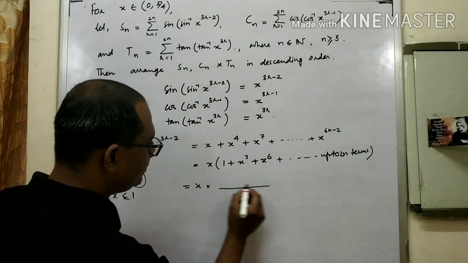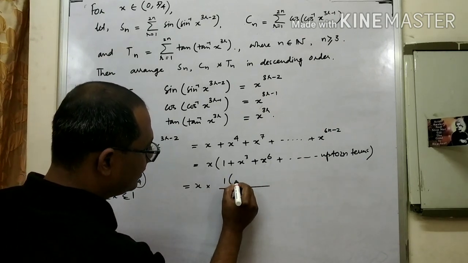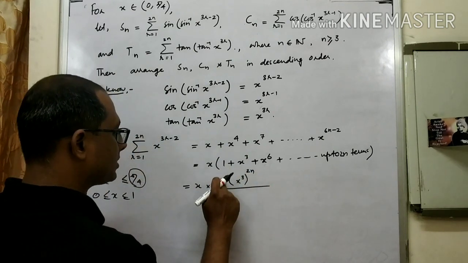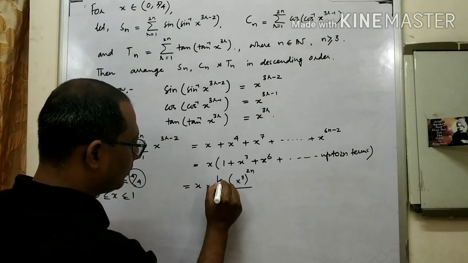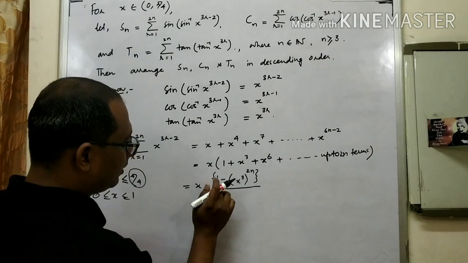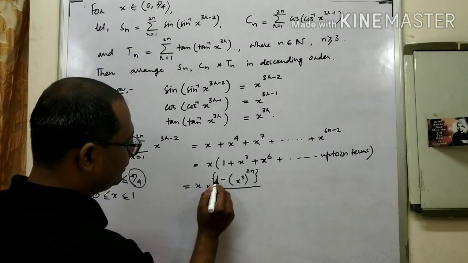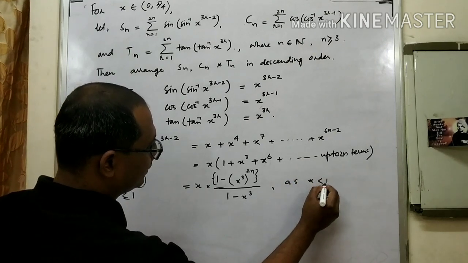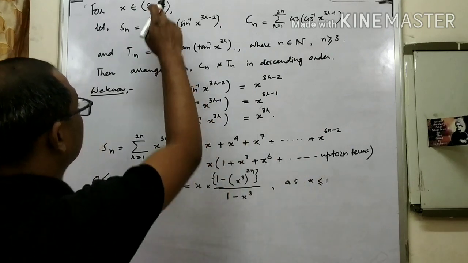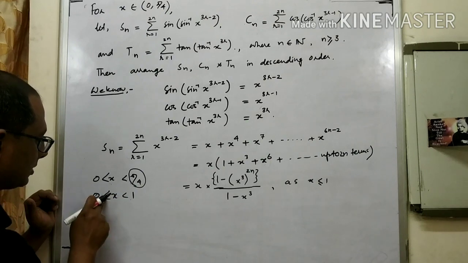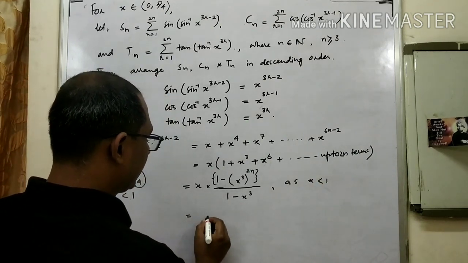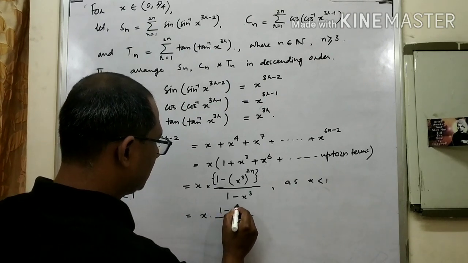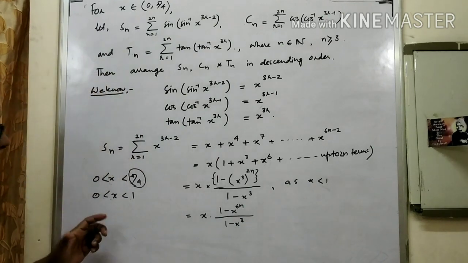So what we'll do? r is x cubed, to the power n, that is 2n. We should have written 1 minus, because x is less than 1, strictly less than 1. So basically I'll get here x into 1 minus x cube to the power 2n, that is 1 minus x to the power 6n, divided by 1 minus x cube. So let me leave this one like this.